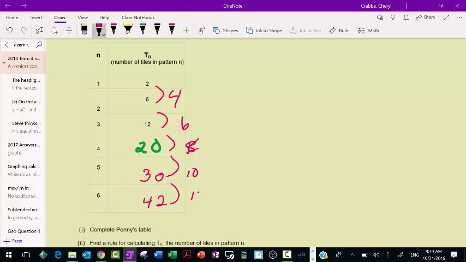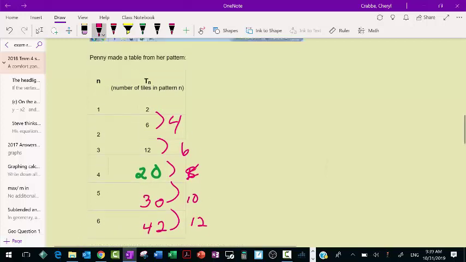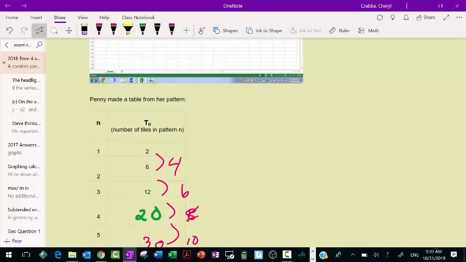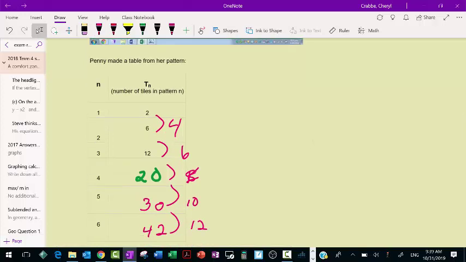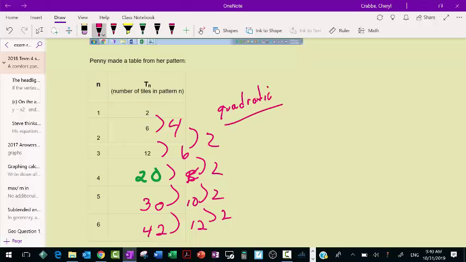Now we can see that when we're doing a table and we've got to figure out what the pattern is, we've got either a linear pattern, a quadratic pattern, or an exponential pattern. Well, this is definitely not linear because it's not constant. So the first difference is 4, 6, 8, 10, 12, so that's not constant. So if we do the second difference, we see that the second difference is a constant of 2. And we should know that immediately tells us that we have a quadratic pattern.